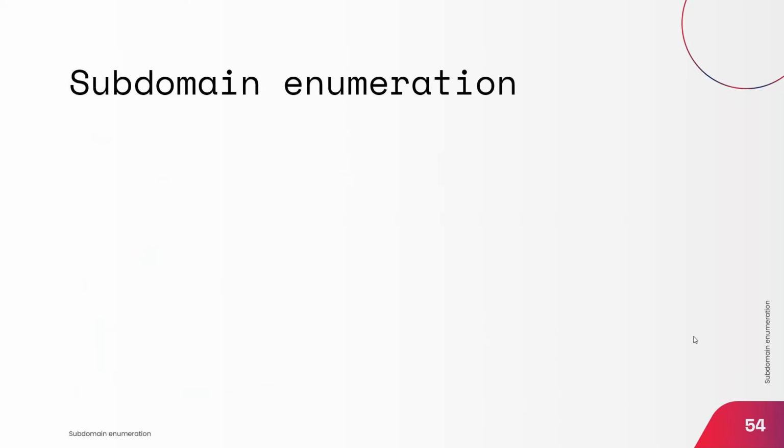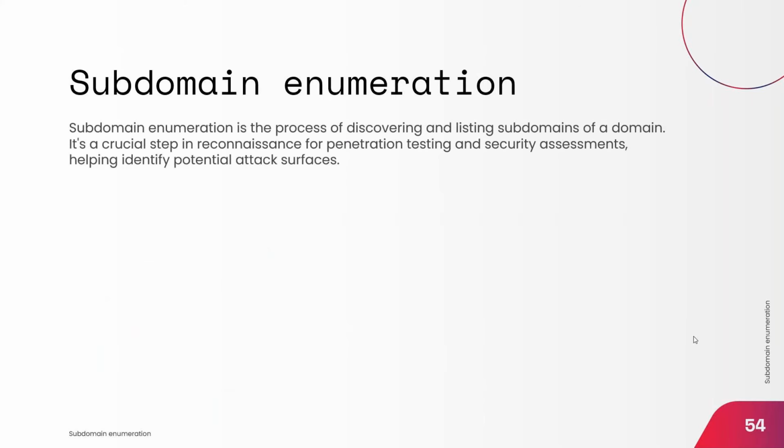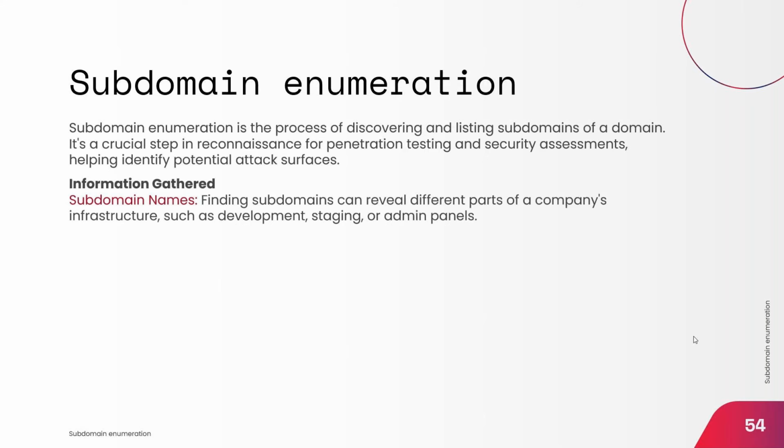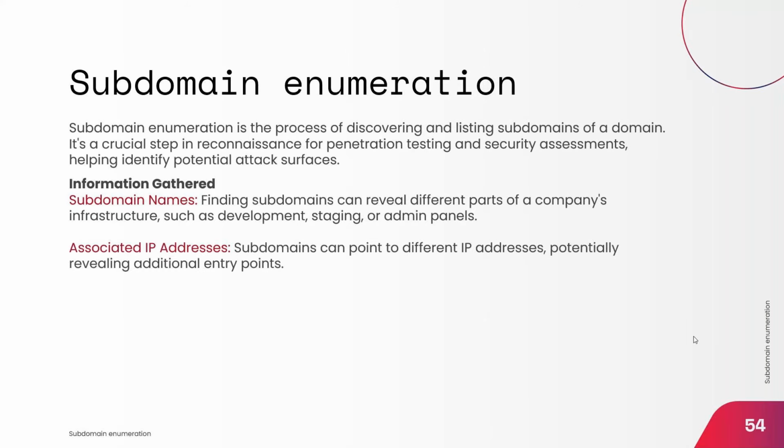Next thing is subdomain enumeration, like identifying the list of targets, like domains and subdomains which are used by the target. This is also one of the crucial steps in the reconnaissance phase, because it helps us to identify the potential attack surface, like subdomain names, which can reveal different parts of the company infrastructure, such as development, staging, admin panels, etc. And we can also identify the associated IP addresses with those domains, where they have hosted. It can also reveal additional entry points for us.